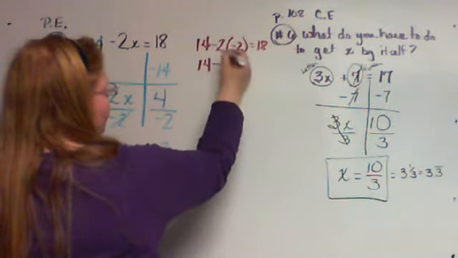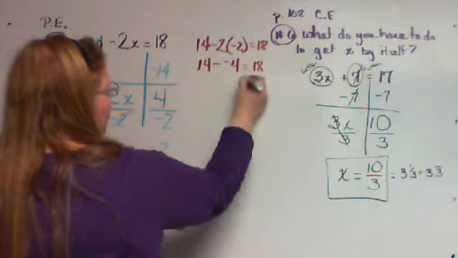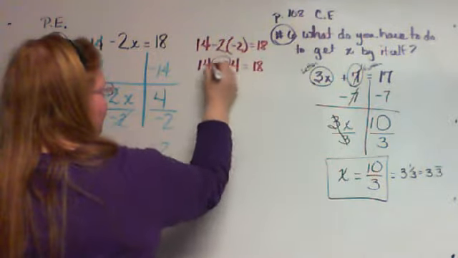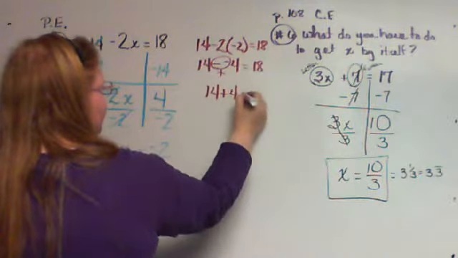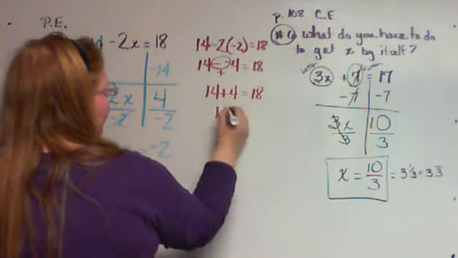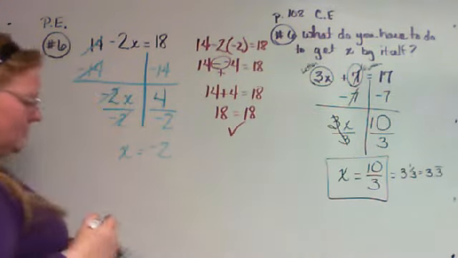14 minus 2 times negative 2 is negative 4. Equals 18, so that becomes a plus. So 14 plus 4, and we get 18 equals 18, which is true. So what's our answer?